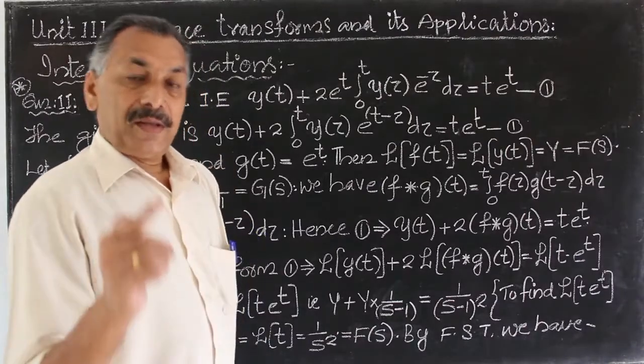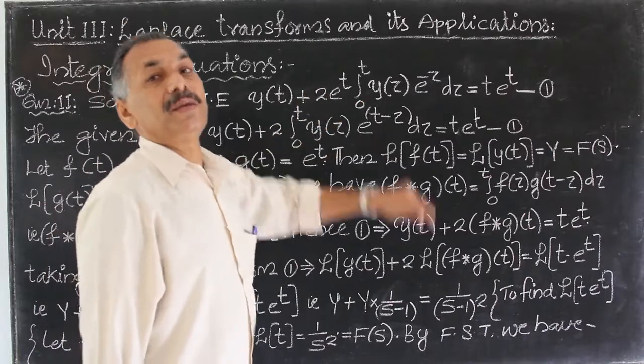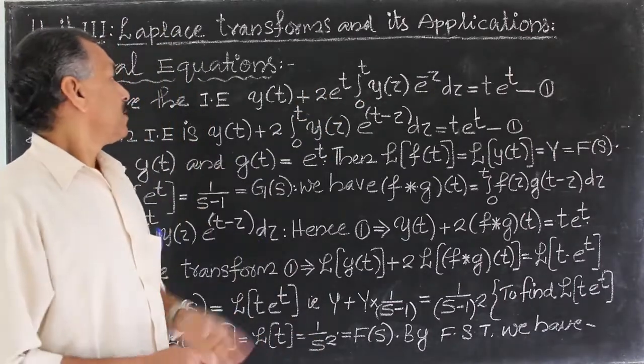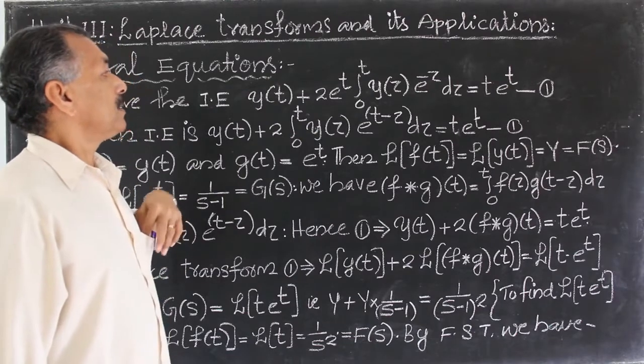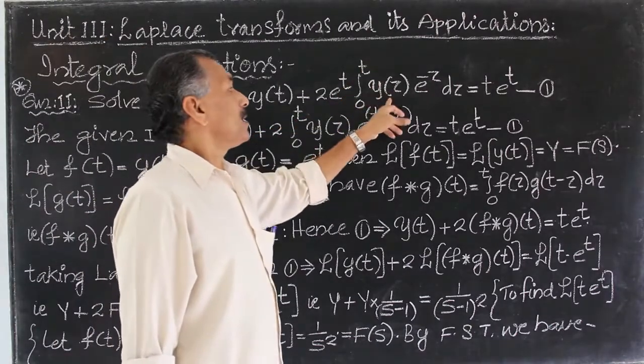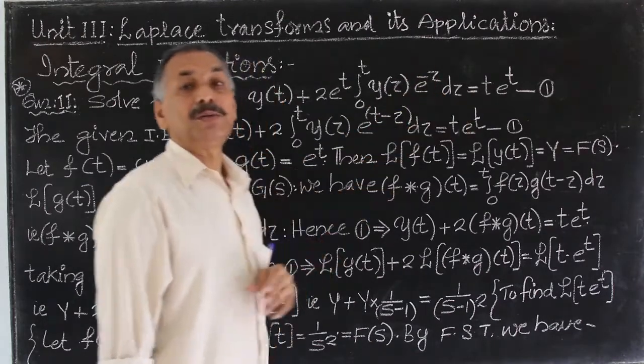Consider another very important problem. Solve the integral equation. It's very important. y of t plus 2 e raised to t into the integral from 0 to t of y of tau e raised to minus tau d tau is equal to t e raised to t.